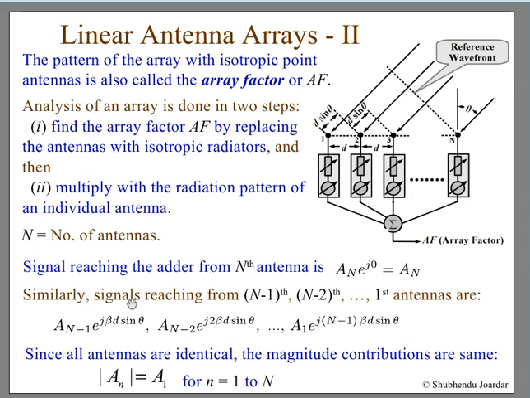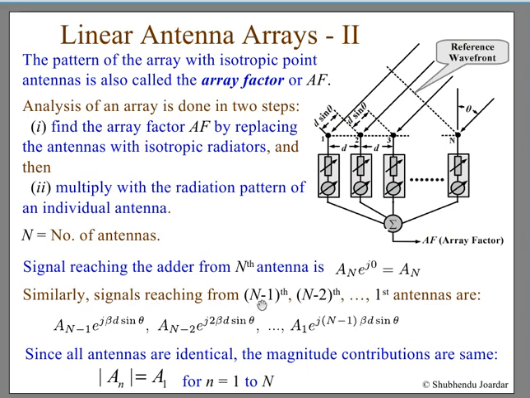N stands for the number of antennas, and the signal reaching the adder from the nth antenna is A_N e to the power j0. The wavefront first reaches this nth antenna, so we consider that the phase shift is 0 here. We assume that when it hits here, it hits with 0 phase, and the rest of the phases will be with respect to this 0 phase. So A_N e to the power j0, and this is A_N.